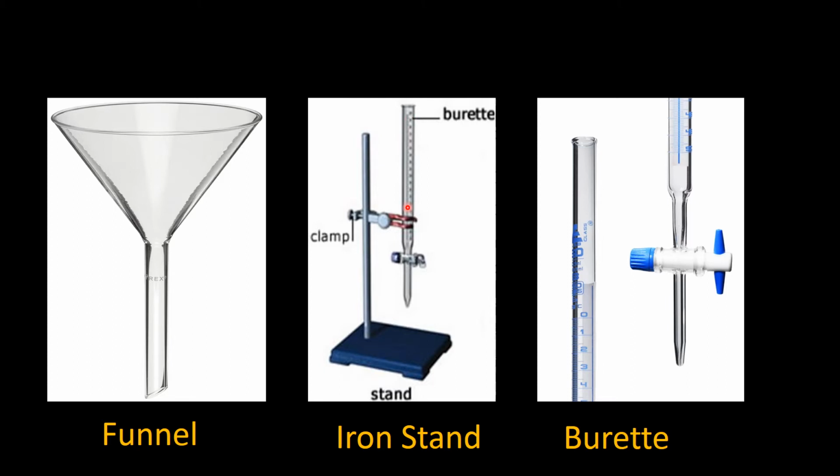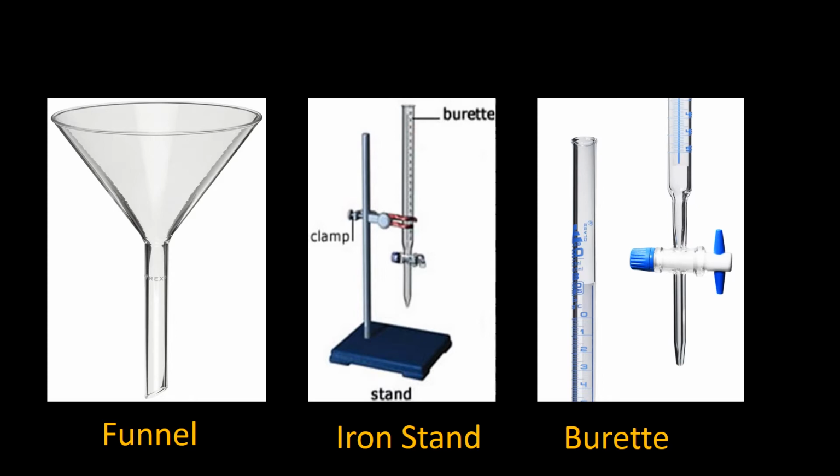Other than that, we require a funnel. Why do we need a funnel? We carry out this titration process on a stand in a vertical position. So it's not possible to add HCl into the burette carefully without a funnel. It may fall here and there. So we put the funnel on the mouth of the burette, and when we add hydrochloric acid solution, it goes in smoothly.